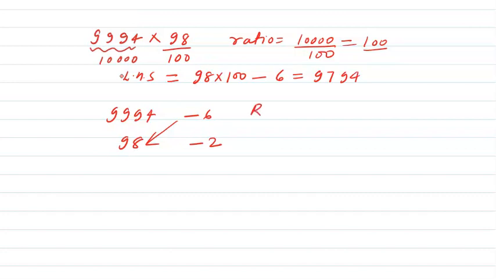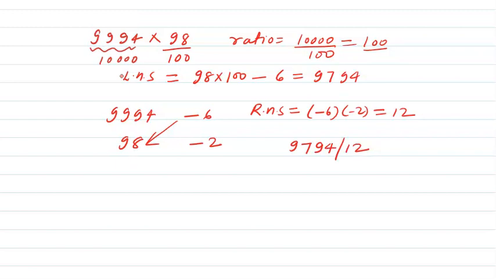9794. And what will be the right hand side in this case? Right hand side in this case will be -6 into -2. That is equal to 12. So what is the final answer? The final answer is 9794. That is my left hand side, and the right hand side is equal to 12.